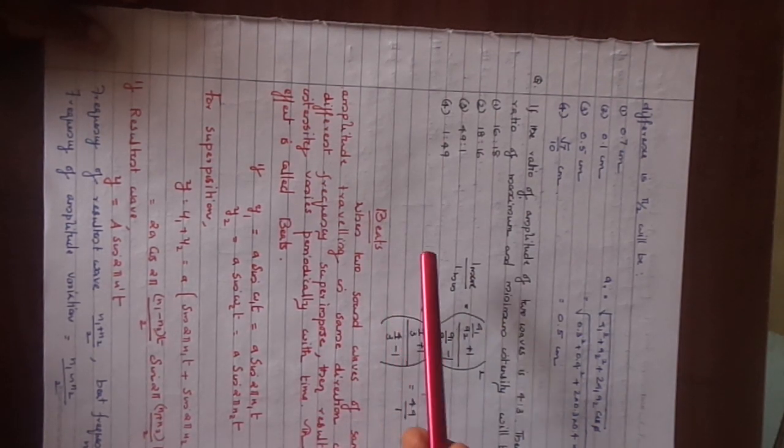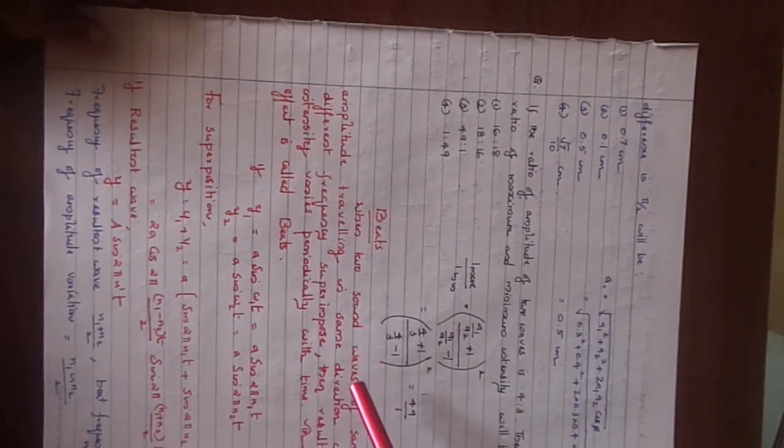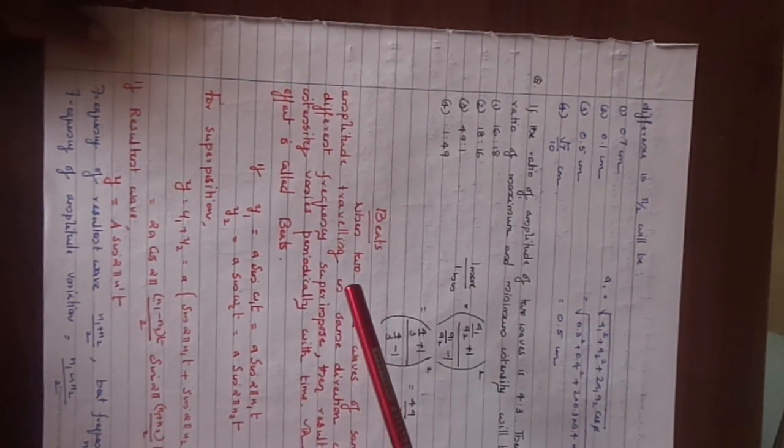Beats, a very important concept. When two sound waves of the same amplitude traveling in the same direction with different frequencies superimpose, the resultant intensity varies periodically with time. That is called beats. Look, if y1 is a sine omega 1 t, as 2 pi n1 t, and y2 is a sine 2 pi n2 t, then for the superposition you get a relation like this one.